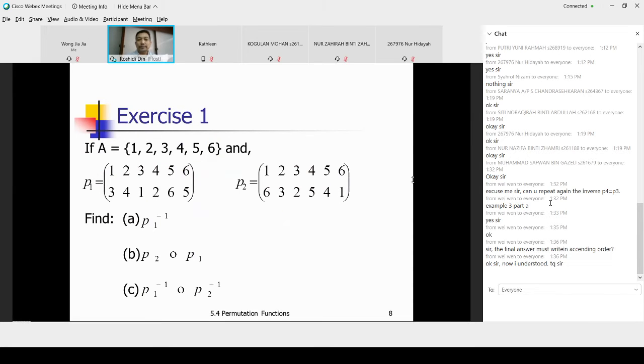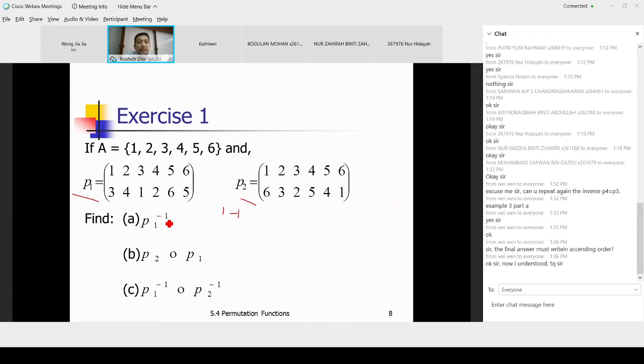Now we look at this exercise. This exercise is given to you: A is 1, 2, 3, 4, 5, 6, meaning there are 6 elements. Once we talk about a permutation function of A, we must have 6 relations. P1 and P2 are given. It can be any value between 1 and 6, but each value must have a pair, a one-to-one relation, a bijection. For example, 1 maps to 3, 2 maps to 4, 3 maps to 1, 4 maps to 2, 5 maps to 6, 6 maps to 5. This is P1. P2 is given to you: 1 to 6, 2 to 3, 3 to 2, 4 to 5, 5 to 4, 6 to 1.